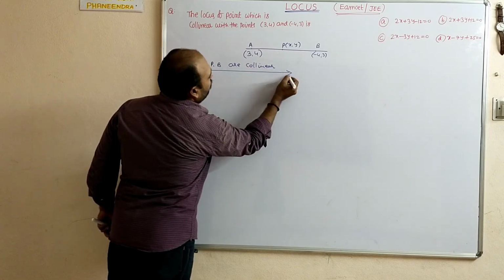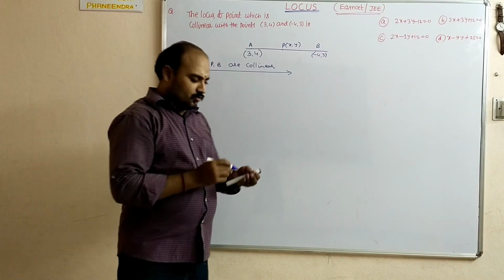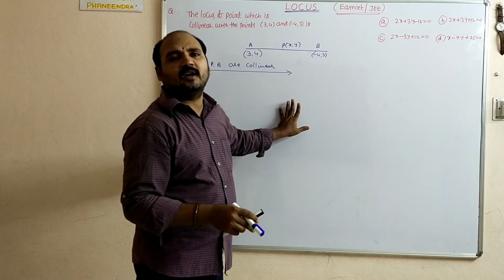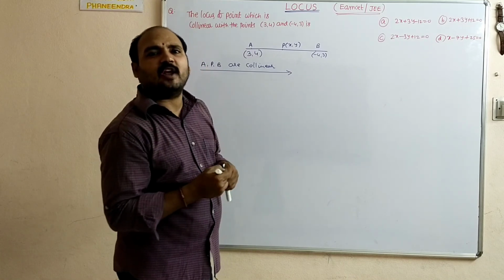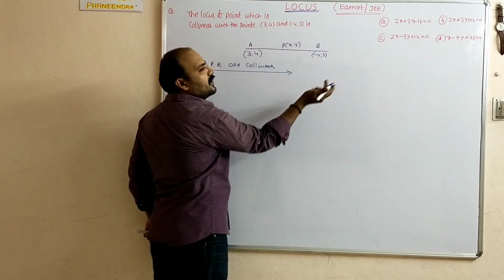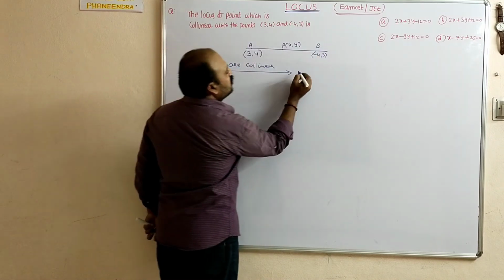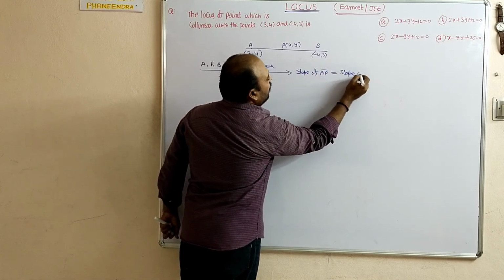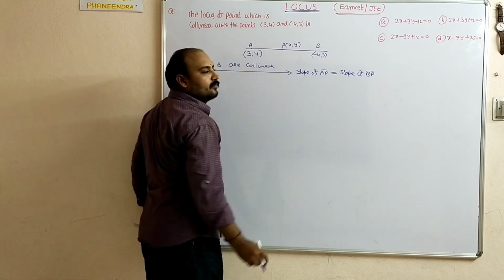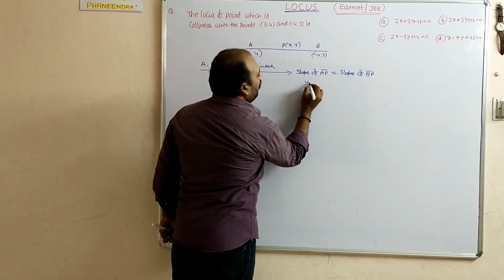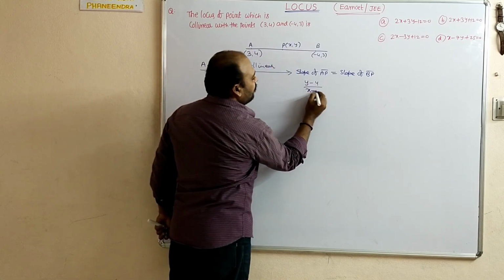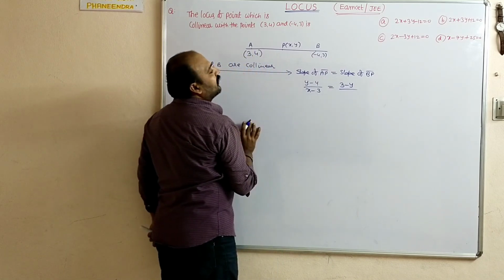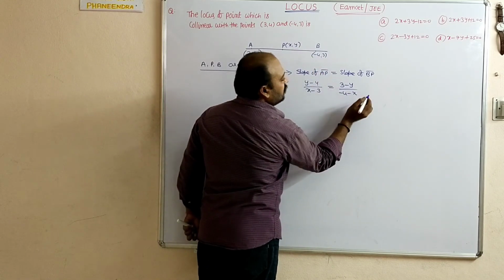For the collinear concept, a number of possibilities are there. First possibility is the area of the triangle formed by these three is equal to 0. Then the points are collinear. But instead of applying area of triangle, simply I am finding the slopes of these two and then equating. Slope of AP is equal to slope of BP. (y minus 4) by (x minus 3), y2 minus y1, is equal to (3 minus y) divided by (minus 4 minus x). Slopes are equal.